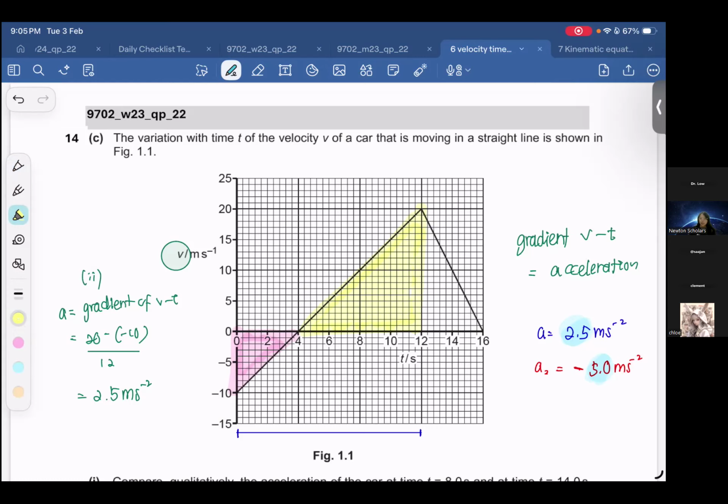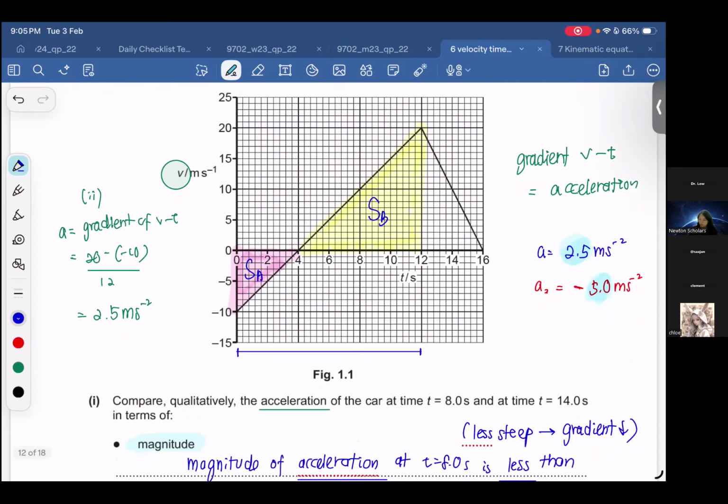Okay, so you calculate this area. This one is A, here is B. Total distance traveled in the B region minus the total distance traveled in A region. Why do we need to minus? Because they are in opposite directions. Velocity positive and velocity negative means opposite direction. So we should minus it.